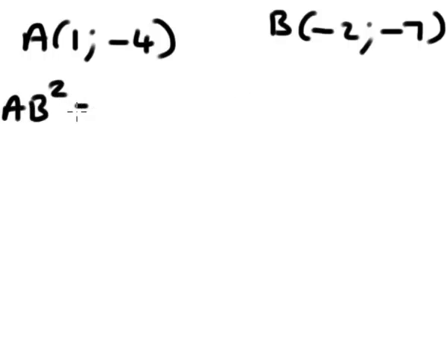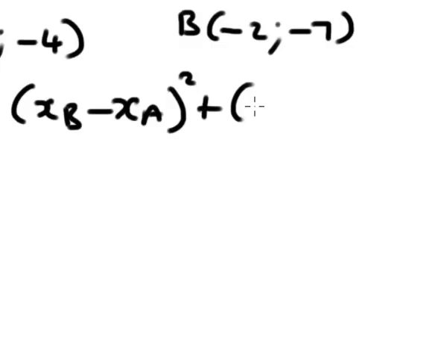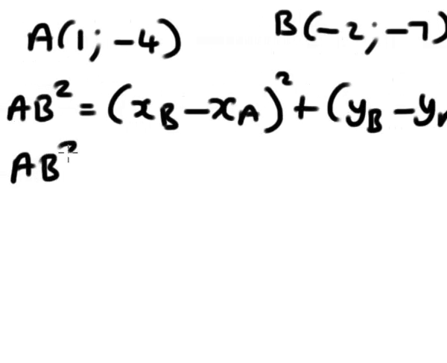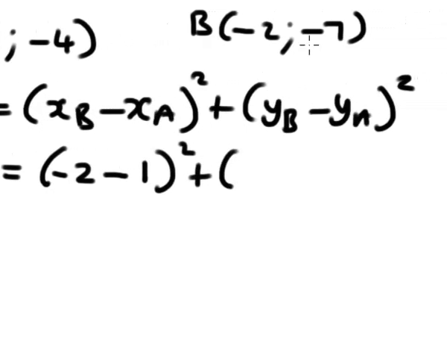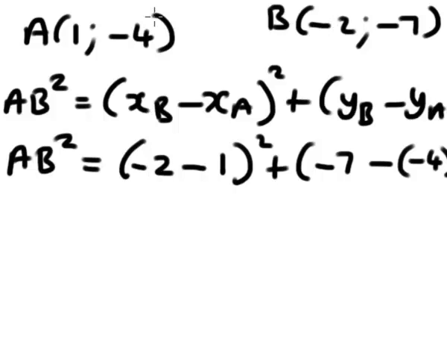No problem. AB squared is the x of B minus the x of A squared, or the x of A minus x of B, plus the y of B minus the y of A squared. Now watch this. All you now do is say, what's the x of B? The x of B is negative 2. Now careful. What is the x of A? Is 1. Good. Okay, plus. What's the y of B? Is negative 7. Subtract. What is the y of A? It's negative 4. Keep it in brackets. Squared. It's negative 7 minus negative 4. Here it's negative 2 minus 1.